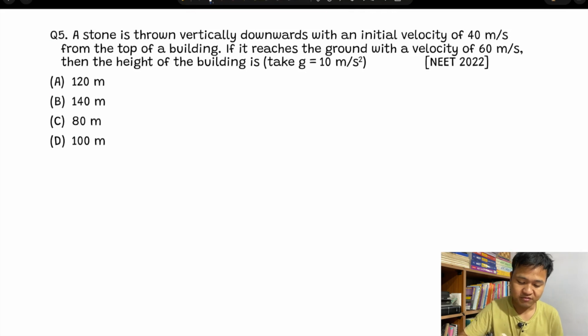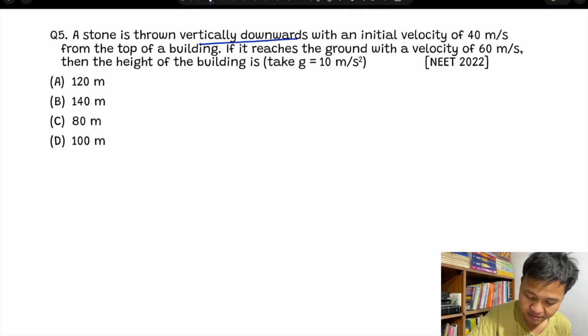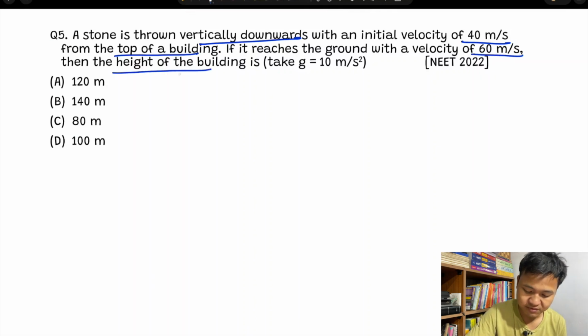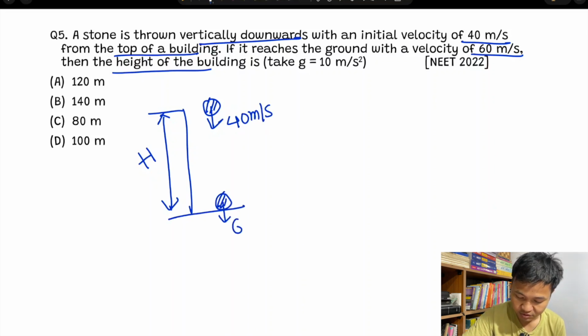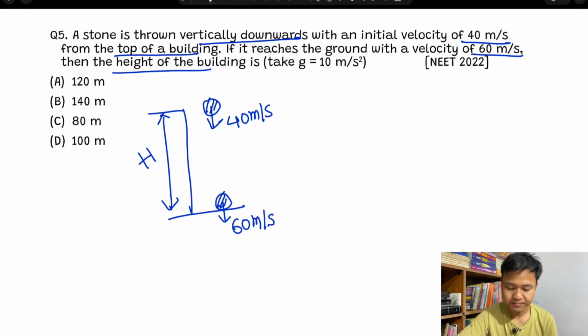A stone is thrown vertically downwards with initial velocity of 40 meter per second from the top of a building. It reaches the ground with 60 meter per second. So the height of the building is, you understand the question, from the building. Let's say height h. The initial velocity is 40 meter per second, and the velocity at the ground is 60 meter per second. They ask you to find h.